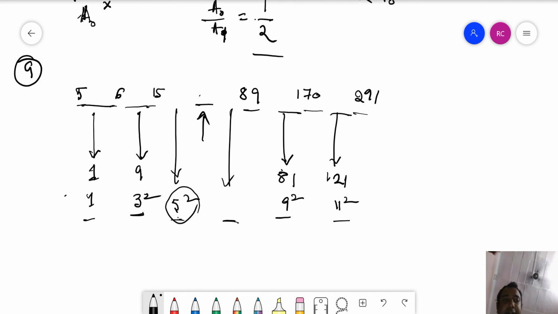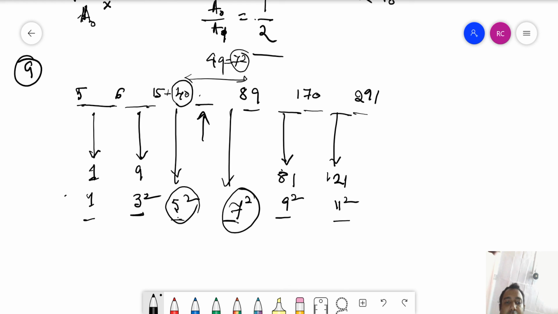So this is 25, so you add 25 to 15, we get 40, and the difference now between 40 and 89 is 49, which is 7 squared, which matches our prediction, and hence the missing number as we get is 40. So 40 is the answer.